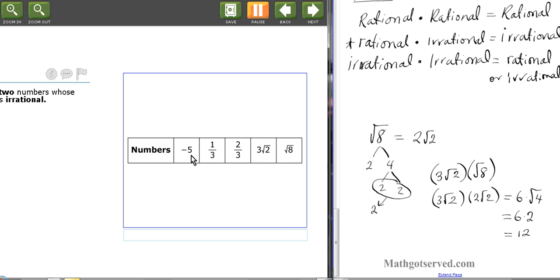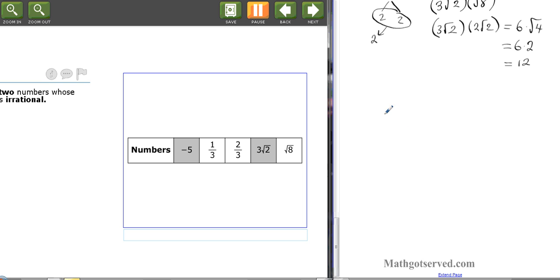Okay, so I can pick -5 and 3 root 2 or root 8, that will work. Or I can pick 1/3 and any of these two. I can pick 2/3 and any of these two. Okay, so let's just pick the first rational that we have and the first irrational that we have. Now we find the product of those two.